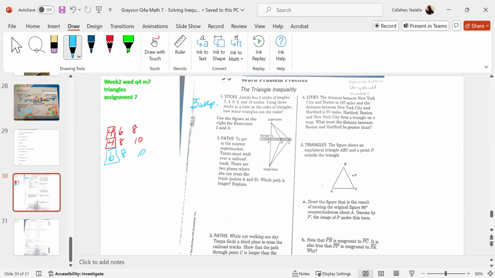You understand the mistake I made? Yeah. 2 plus 4 is not bigger. That has to be bigger than the third one, correct? So three ways. Make sure you include these three ways here. Use a figure to work out exercises 2 and 3. To get to the nearest marker, Tanya must walk over a railroad. There are two places where she can cross the track, point A and point B. Which path is longer?